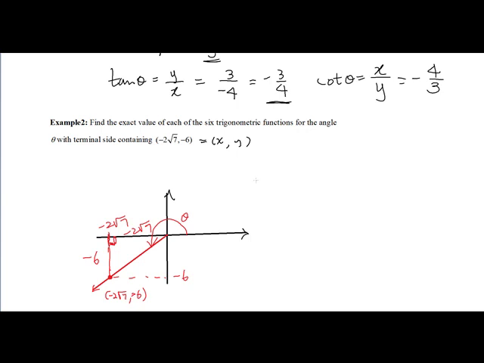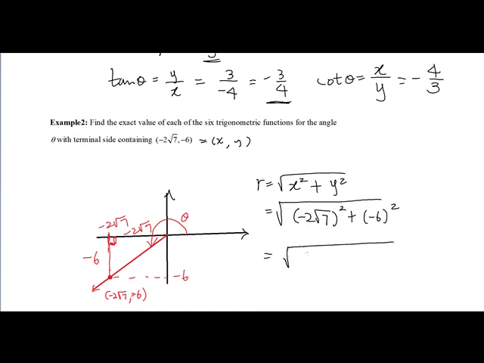And by the definition, r is always the square root of x squared plus y squared. If you square a negative, it's always positive. So negative 2 square root 7, squared, plus negative 6 squared. Now 2 squared is 4. The square root of 7 squared is just 7. And then negative 6 times negative 6 is positive 36. 4 times 7 is 28 plus 36, and that's 64. And the square root of 64 simplifies to 8.